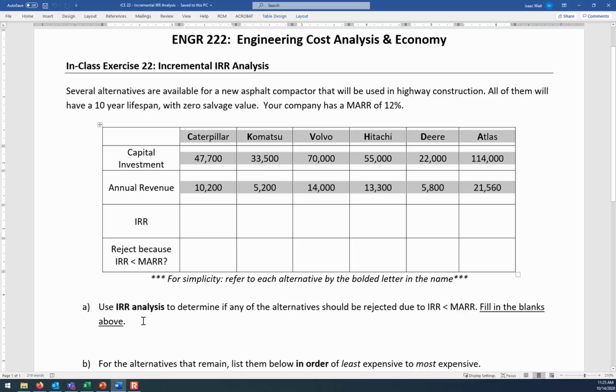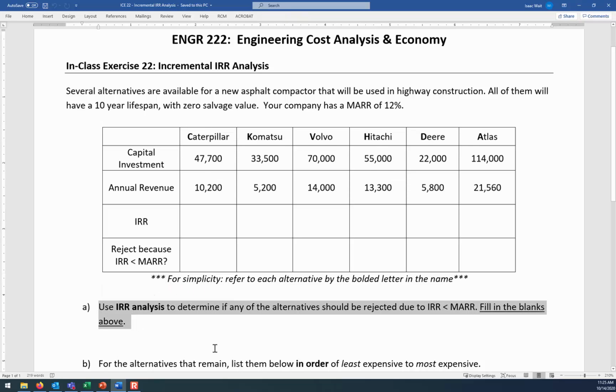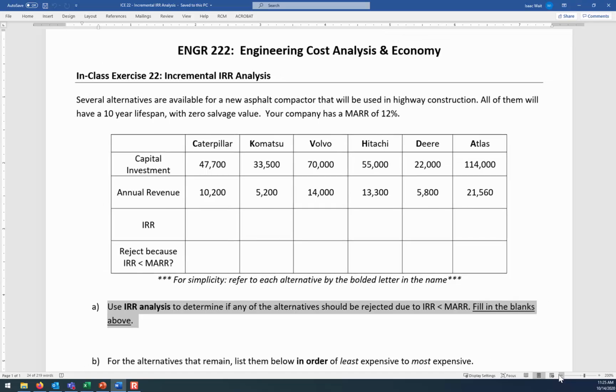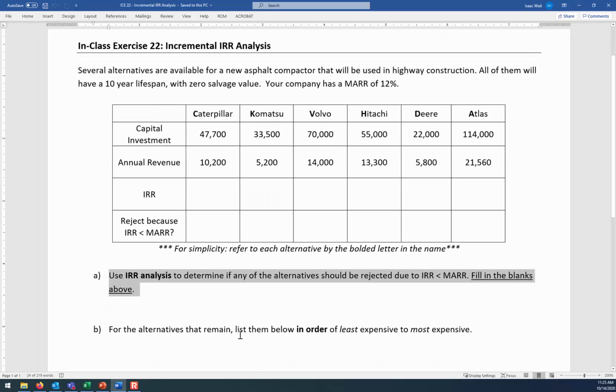So question A is, are there any of these options that we should just reject outright, even before performing the incremental analysis, on the basis that their internal rate of return is less than the MAR? And so I think you'll find that at least one of the options should be rejected because its IRR is less than the MAR. And then of the options that remain as acceptable, list them in order of least expensive on the left to more expensive on the right.